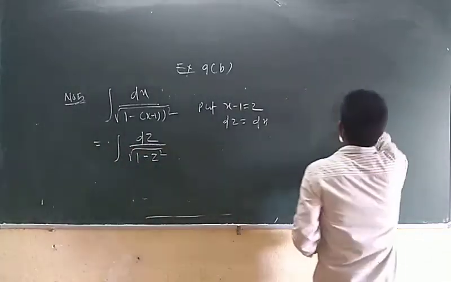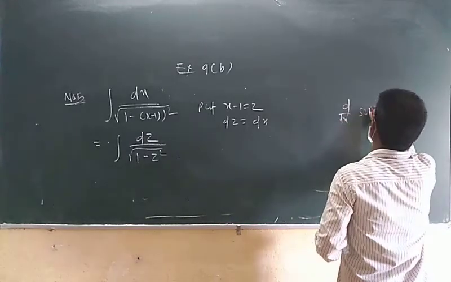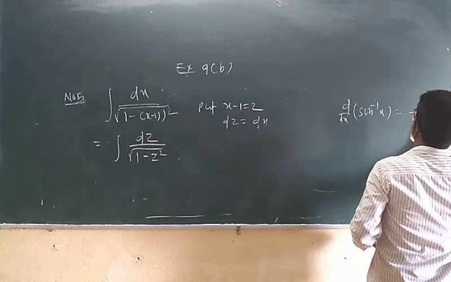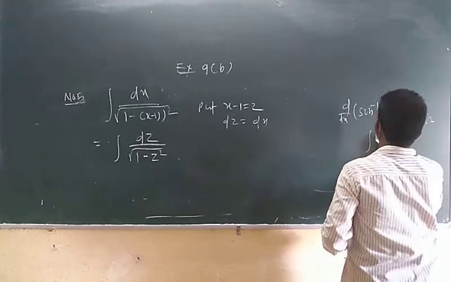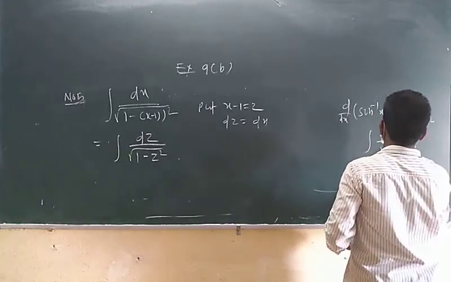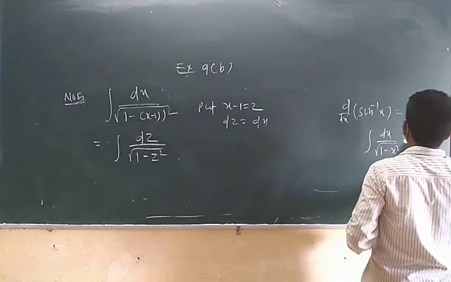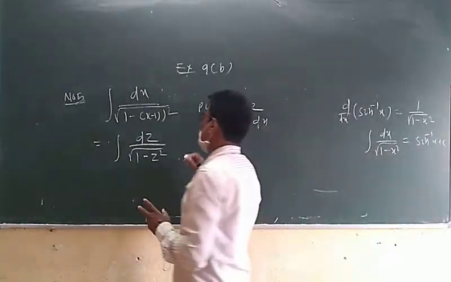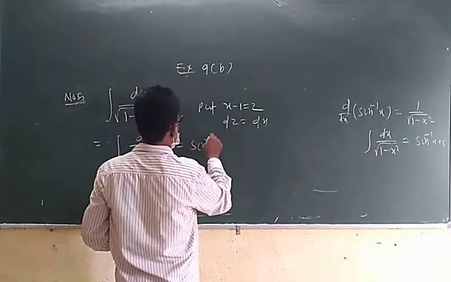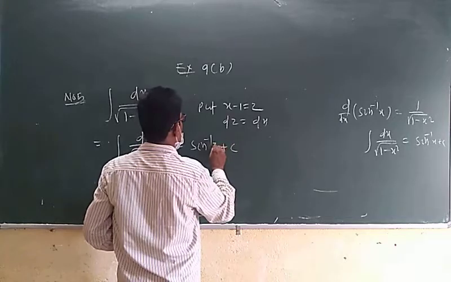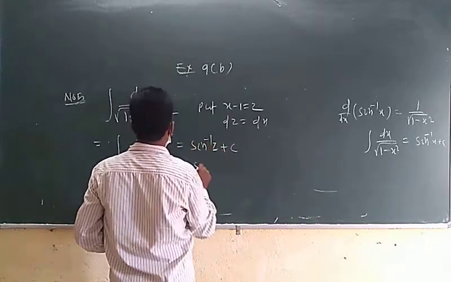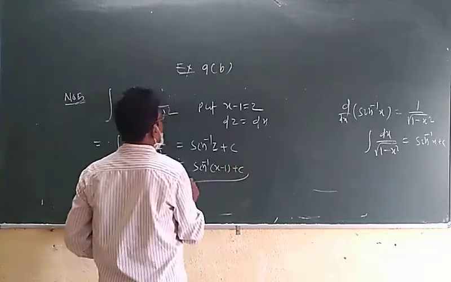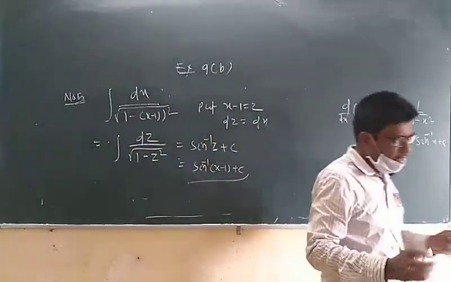You already know d by dx of sin inverse x is 1 by root over 1 minus x square. So integration of 1 by root over 1 minus x square is sin inverse x plus c. So dz by root over 1 minus z square integrates to sin inverse z plus c. Put the value of z, z is equal to x minus 1, sin inverse of x minus 1 plus c. That's your answer. It is very easy.